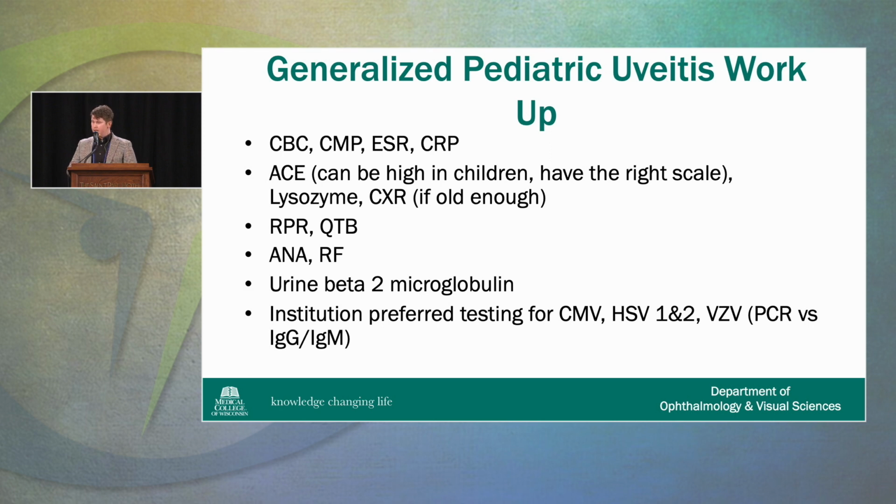Urine beta-2 microglobulin checks for tubulointerstitial nephritis and uveitis, TINU, which is a big diagnosis that we're seeing in more populations than we expected before. A lot of papers, hot topic in uveitis. And then your institution-preferred testing for viral etiologies. This can be from the blood, either by PCR or through EIA testing with IgG and IgM.